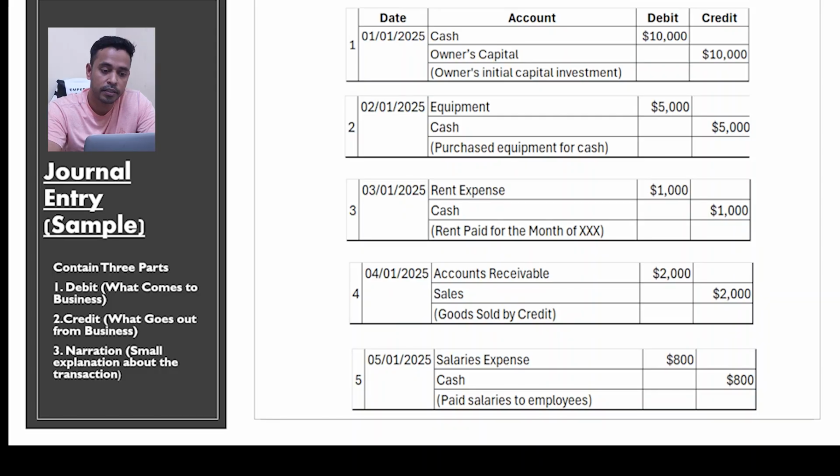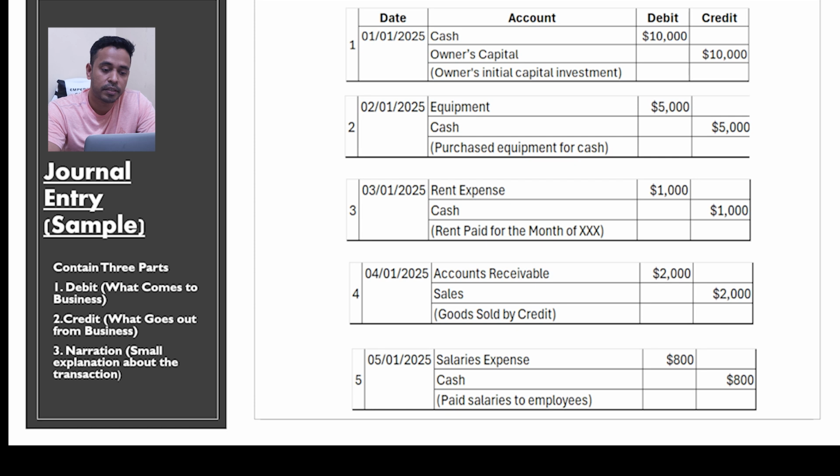In all our examples, we apply the golden rules. You know the golden rules for all types of accounts, real account, personal account or nominal account, which we already covered in a previous video. Here we applied the golden rule to all our transactions. For the real account, what is the golden rule? Debit what comes in, credit what goes out. Here you can see the cash.